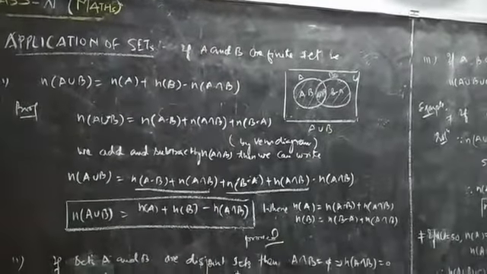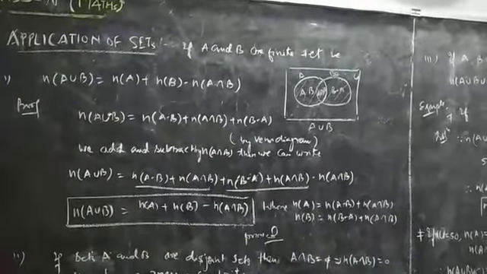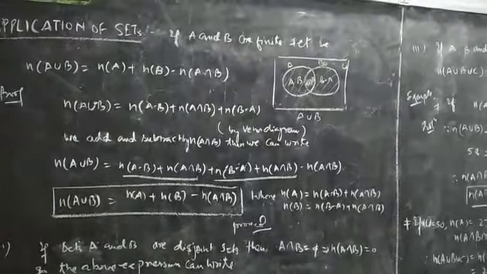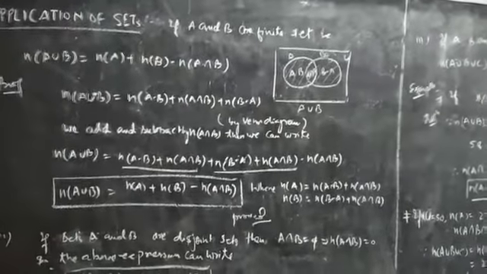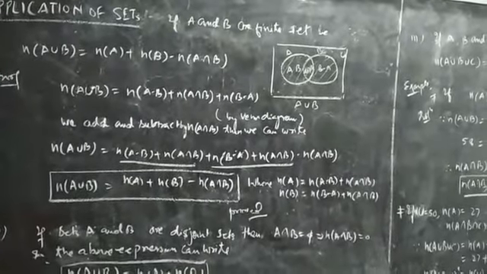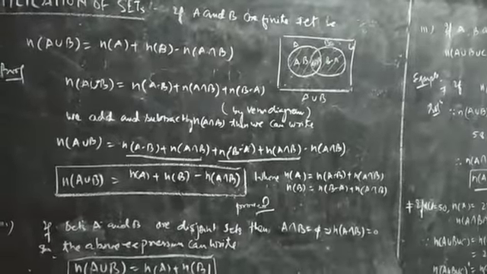See the topic application of sets. If A and B are finite sets, then n(A ∪ B) = n(A) + n(B) − n(A ∩ B). By Venn diagram, A union B is defined. See the proof of the expression: n(A ∪ B) = n(A) + n(B) − n(A ∩ B).